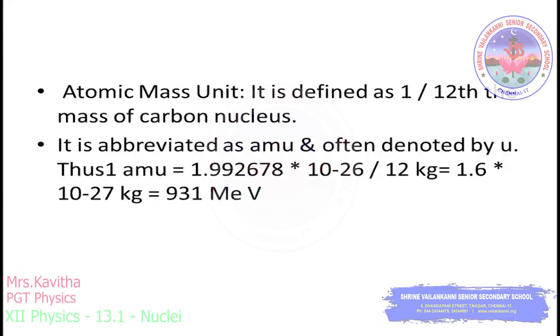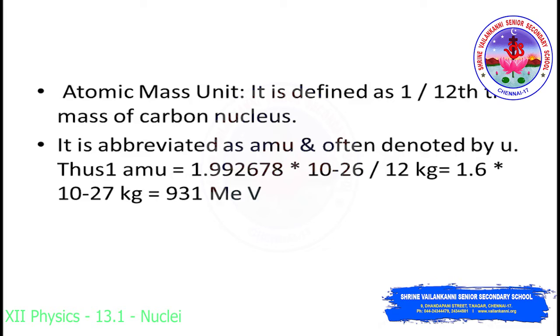So, atomic mass unit. What is atomic mass unit? As we said, AMU. That is defined as 1/12 of the mass of the carbon nucleus, and it is abbreviated as AMU and sometimes denoted by U, right? So the value we get: 1 AMU is equal to 1/12 into the mass of a carbon-12 atom.